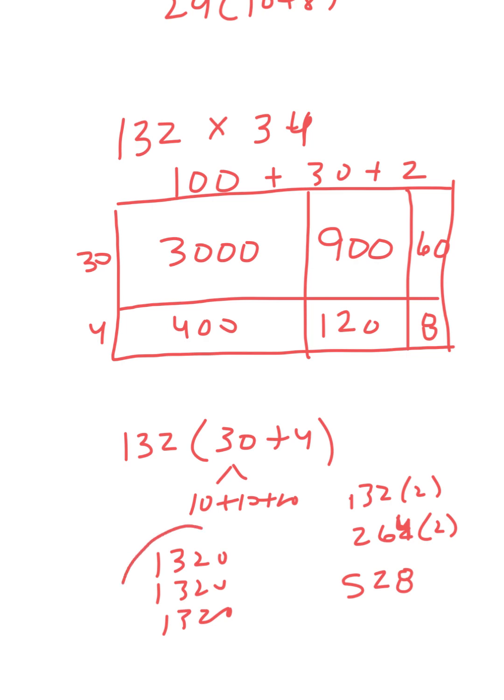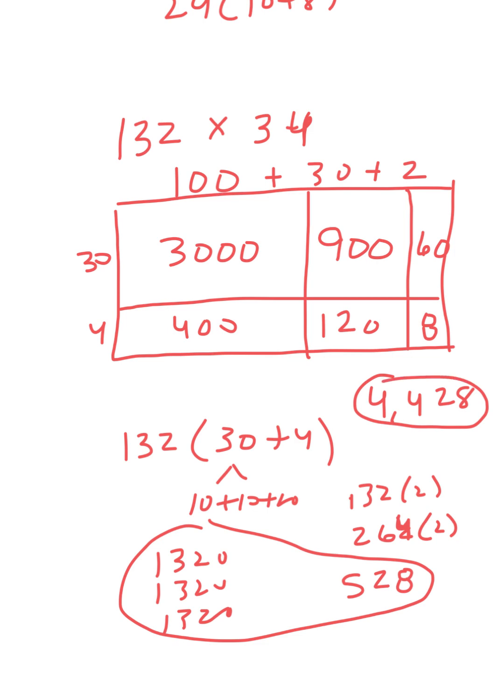So I'm adding up those, or I'm adding up these. Either way we do it, whether we want to say 3,000 plus 900 plus 400 plus, I'm just going to say 128 because I'm going to add those two together. Either way, I'm going to come up with 4,428.